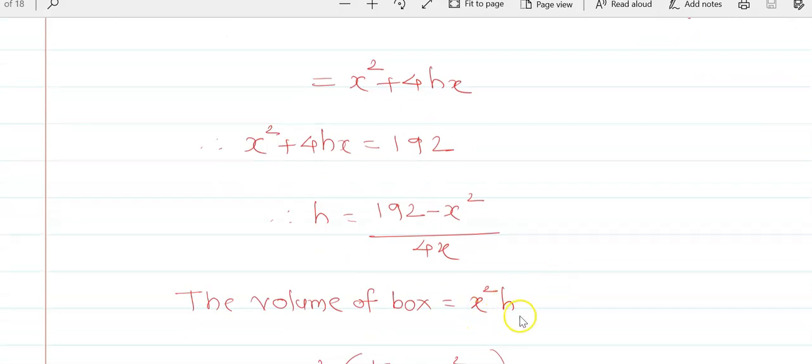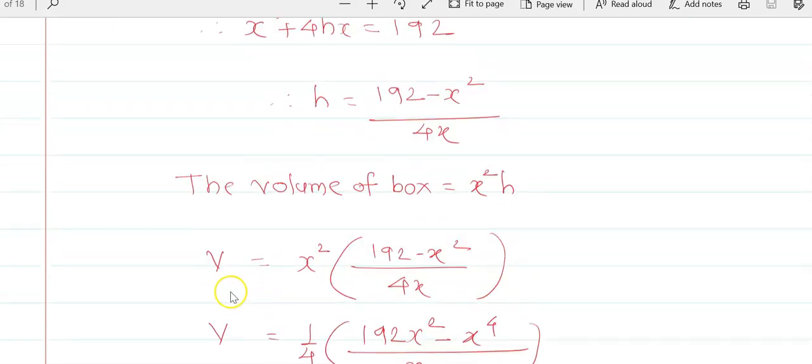The area of the base into height. Therefore, we have V equals the area of the base times height. Now we will convert this volume into a single variable. We substitute the value of h, which is (192 minus x square) upon 4x. And that's why here we have V equals x square into (192 minus x square) upon 4x.